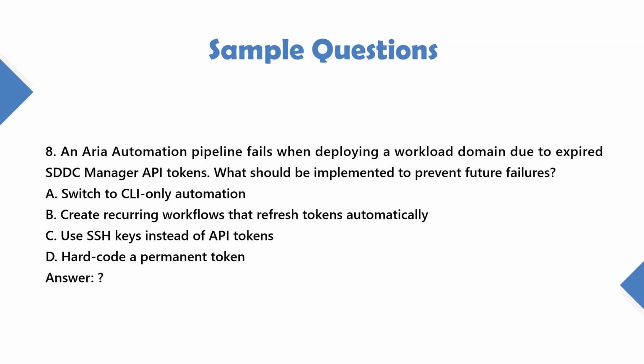A. Switch to CLI-only automation. B. Create recurring workflows that refresh tokens automatically. C. Use SSH keys instead of API tokens. D. Hard-code a permanent token.